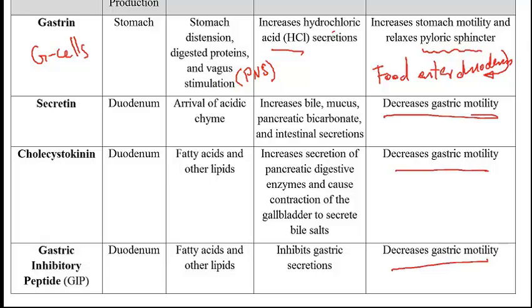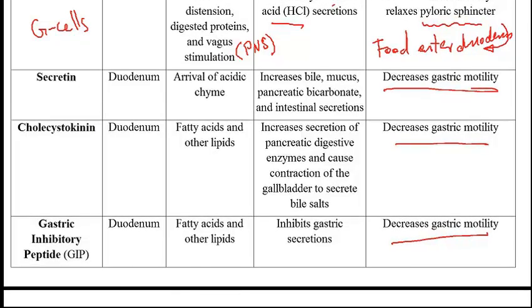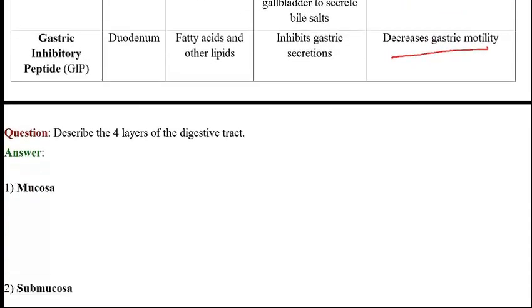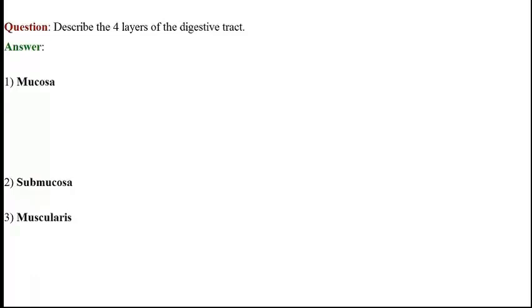All right, so basically that concludes the discussion of our digestive tract. Now, there are some questions that I didn't address in our video, and I would like to address them as short questions right here. The first question is, what are the 4 layers of the digestive tract? Basically, the digestive tract consists of 4 layers that are present all the way from the esophagus to the anus.